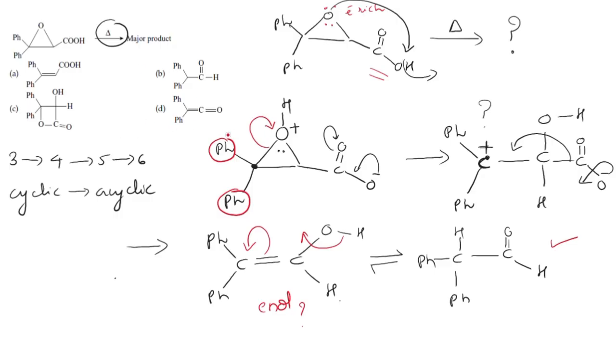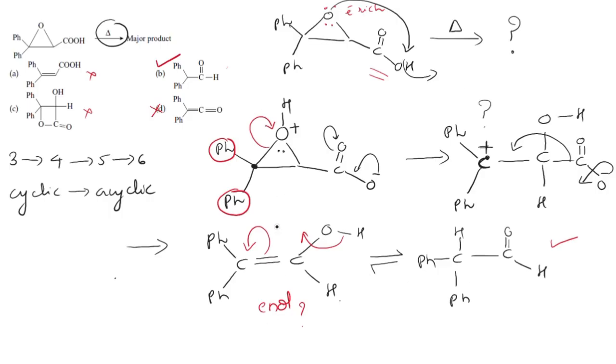Check the options. Where do we have aldehyde? So this is acid, not possible. This is a lactone, a four-membered ring, so not stable, right? What about this one? This is the exact product that we got here. So this is the correct answer, not even option D.